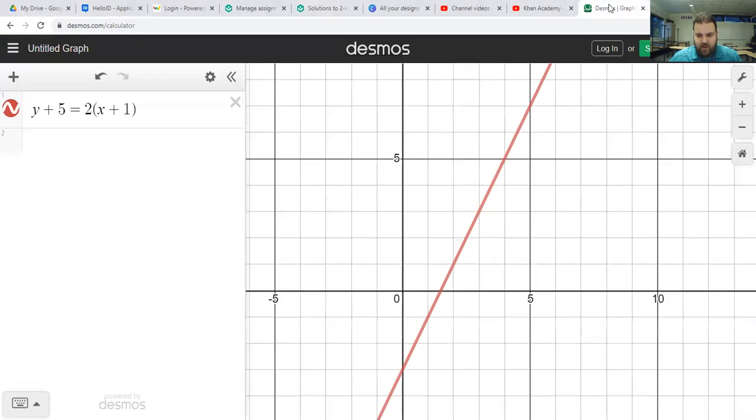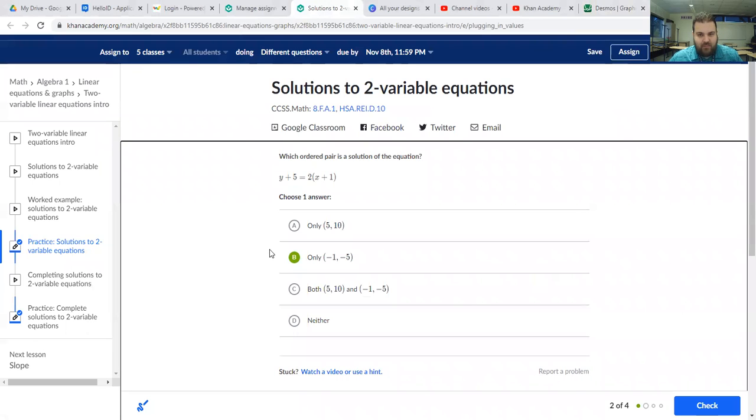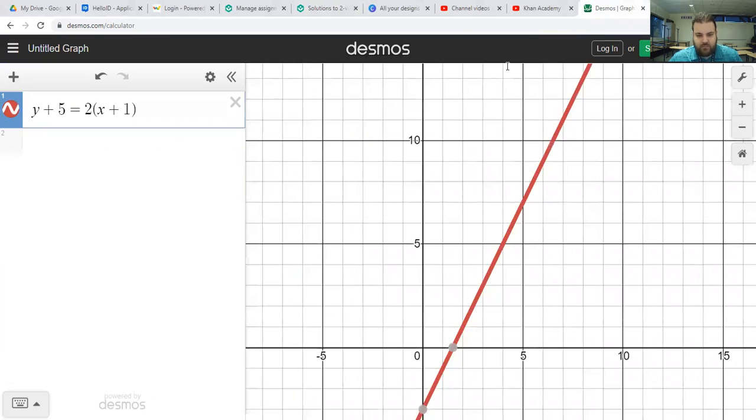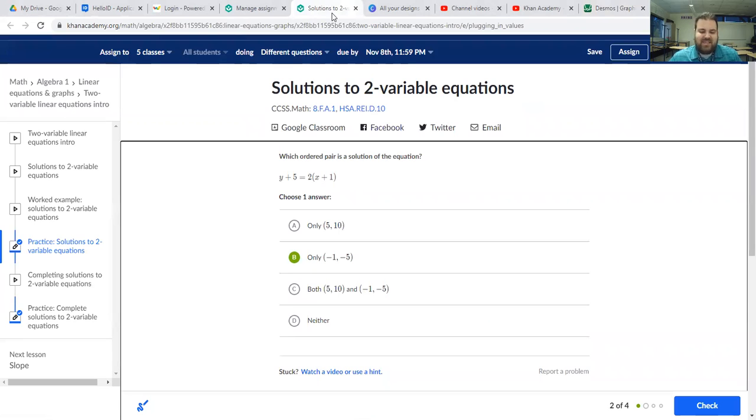You could just go over to 5 on the x-axis, go up to 10, not on the line, not a solution. But what about (-1, -5)? (-1, -5). Looks like it's on there. Boom, (-1, -5). There's your solution. So you could definitely use a graphing calculator. The reason I say don't do that is because I think that you should be able to do the algebra. I don't think that this is too difficult.